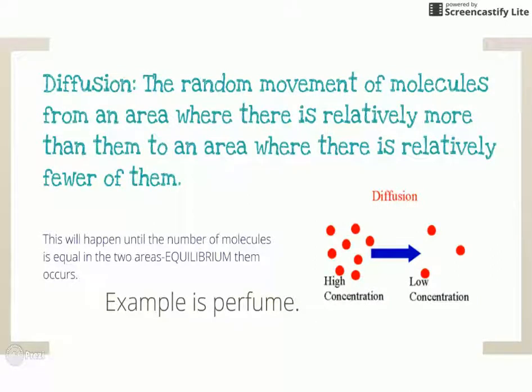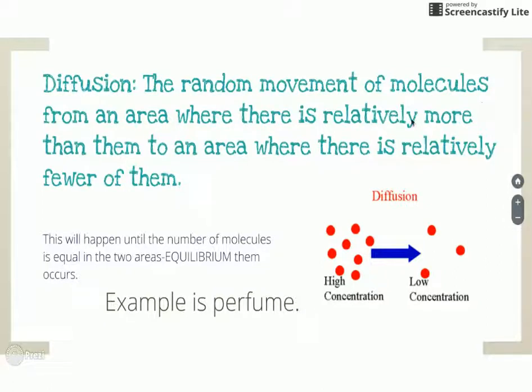An example of diffusion is if I were to spray a bottle of perfume in the room. The molecules will spread throughout the room until they reach equilibrium, or until the molecules are even throughout the entire room. If the room is big enough, the molecules will be so spread out that eventually you will not be able to smell the perfume anymore.